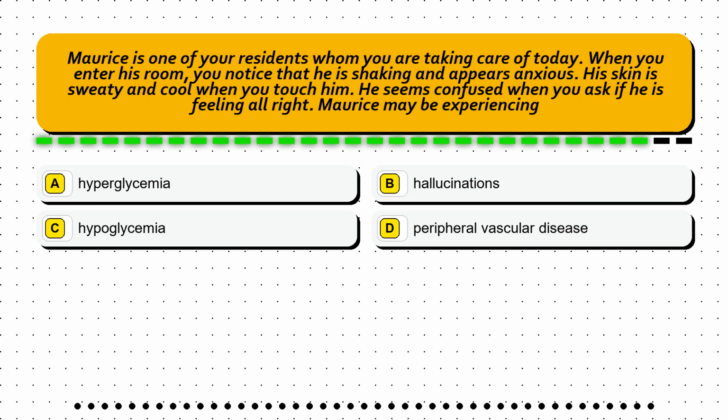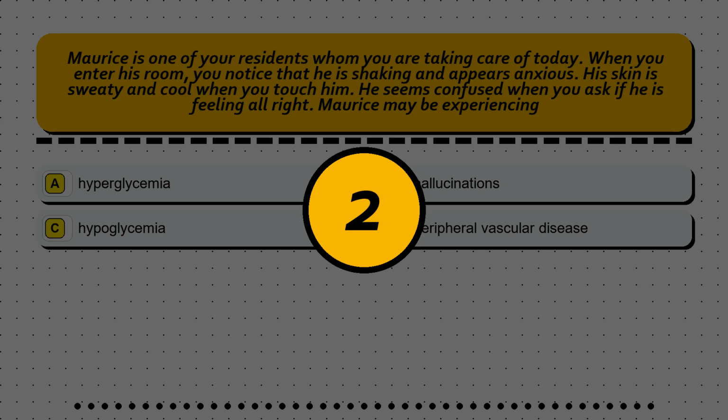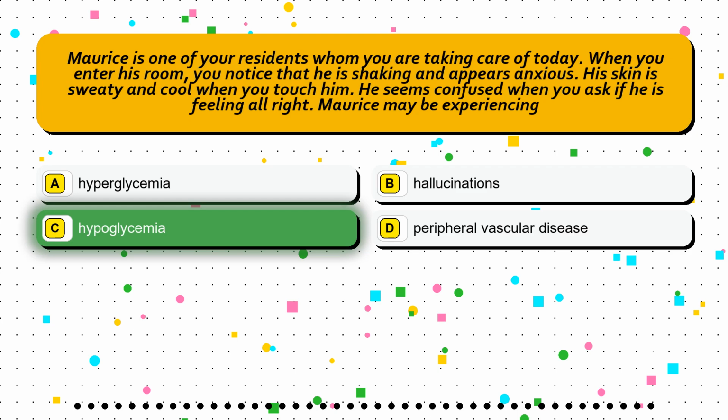Question 9. Maurice is one of your residents whom you are taking care of today. When you enter his room, you notice that he is shaking and appears anxious. His skin is sweaty and cool when you touch him. He seems confused when you ask if he is feeling all right. Maurice may be experiencing: Option A, hyperglycemia. Option B, hallucinations. Option C, hypoglycemia. Option D, peripheral vascular disease. The correct answer is option C, hypoglycemia.